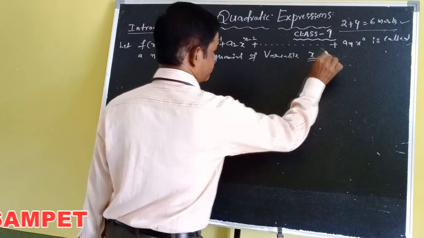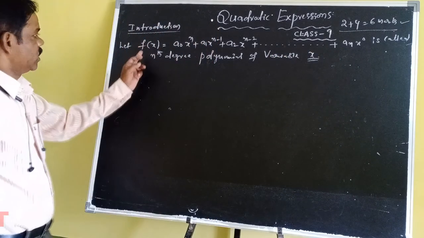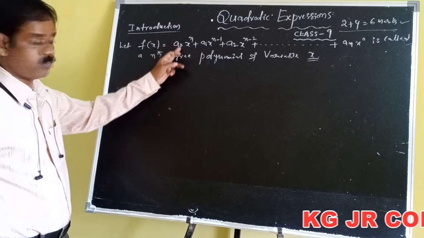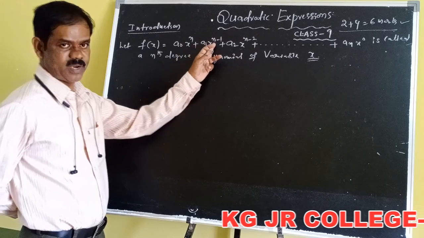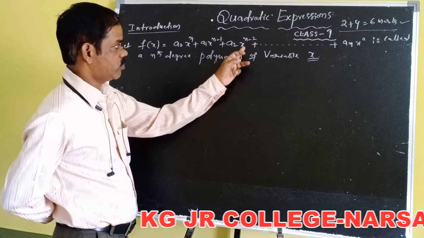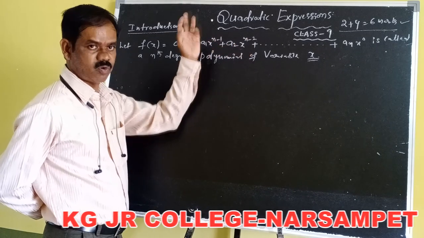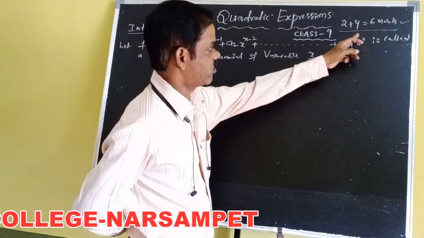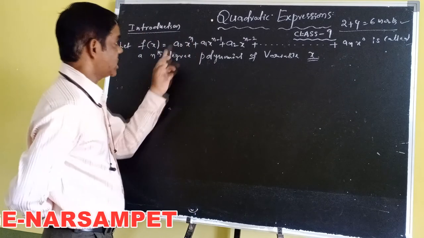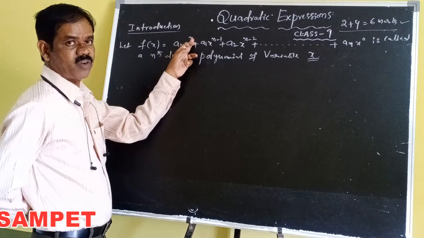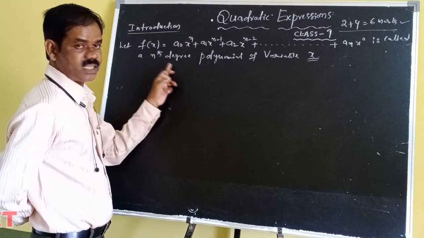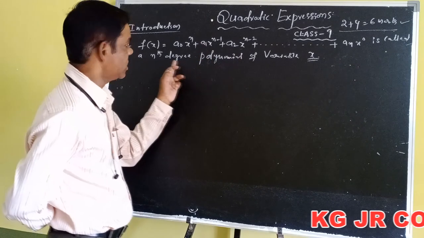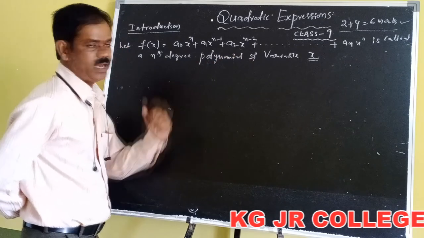variable x. Students, here I am considering f of x is equal to a naught x to the power of n plus a1 x to the power of n minus 1 plus a2 x to the power of n minus 2. That means the x power is decreasing, and so on. Here the highest power is n. That's why it is called an nth degree polynomial of variable x.